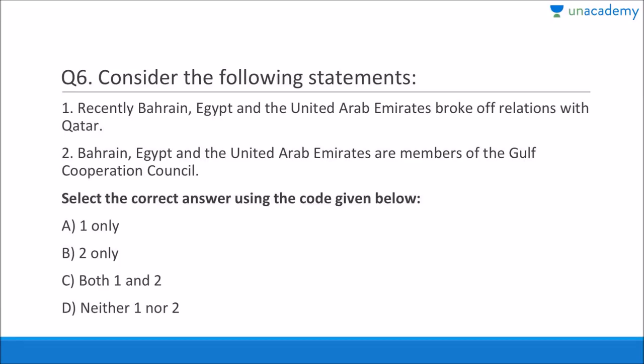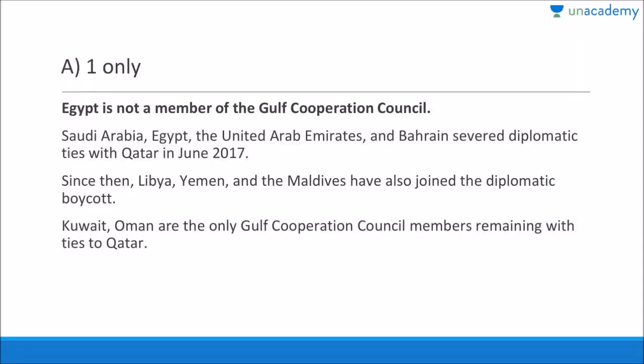Question number 6. Recently, Bahrain, Egypt and UAE broke off relations with Qatar. That is correct. Bahrain, Egypt and UAE are members of the Gulf Cooperation Council. Egypt is not a member. Answer here is A, 1 only. So Egypt is not a member of GCC.